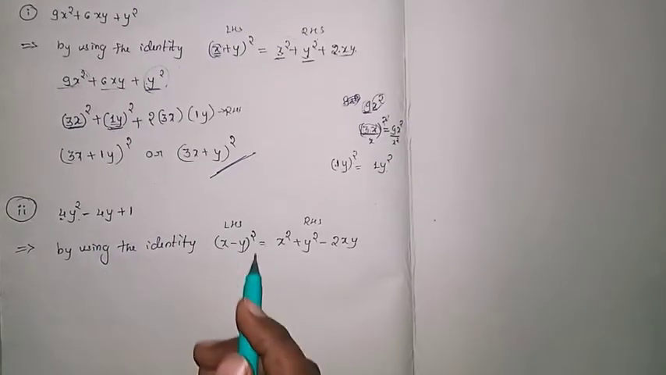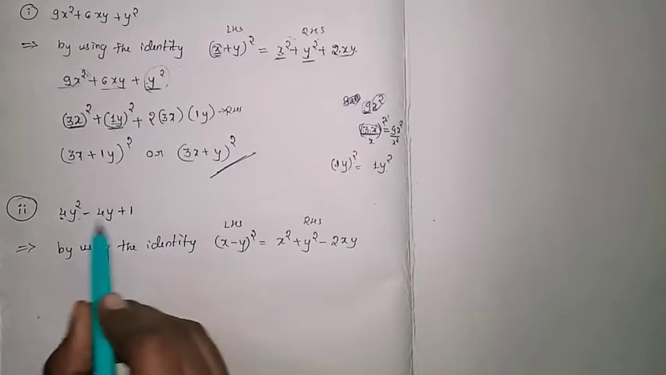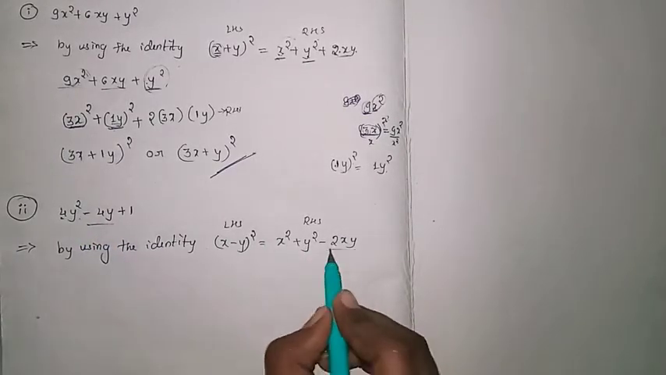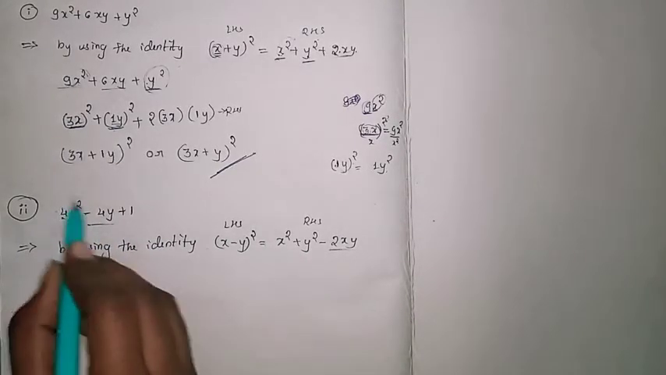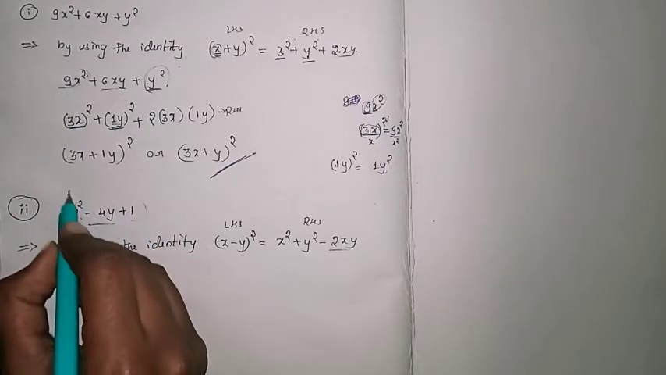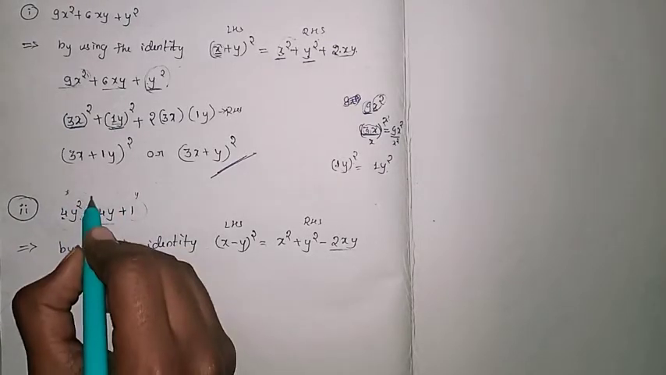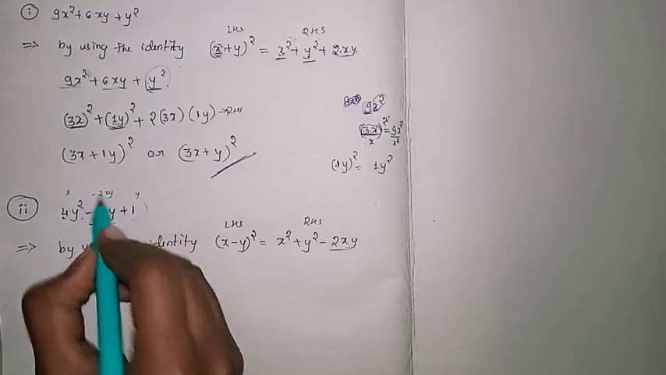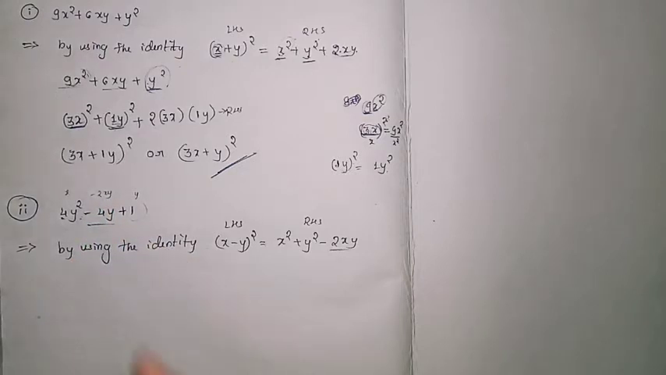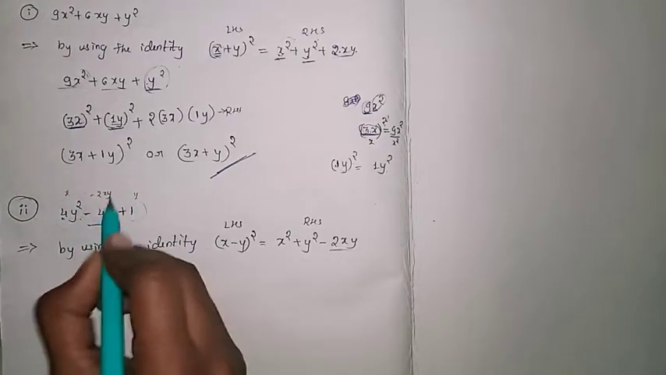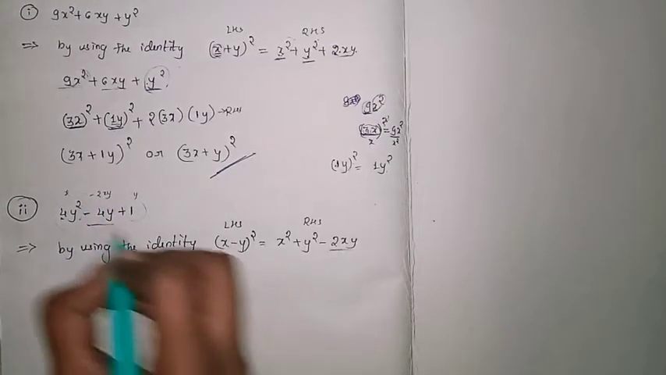So here you can observe the negative term they have given here. That means this is our 2xy term. This is the first term, this is the second term. That means it is the x term, this is the y term. This is our minus 2xy term. How to understand yourself: this is the x term, the y term and the minus 2xy term.